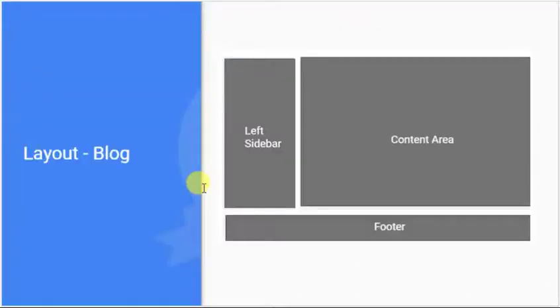The first type of layout, which is used for most blogs, contains the left sidebar, the actual content area, and the footer. This type of layout is basically used for blog purposes. So you can have this type of layout or visual design.